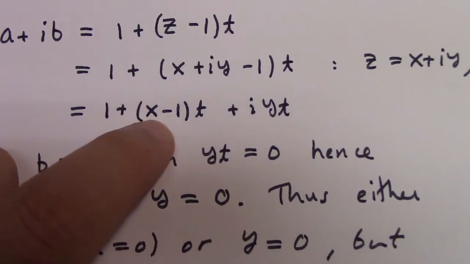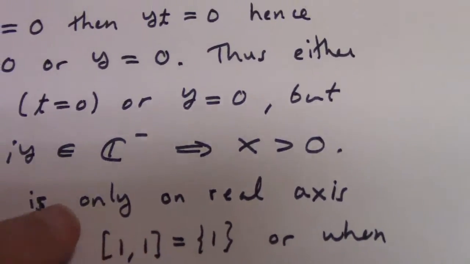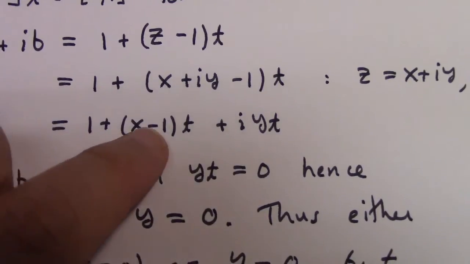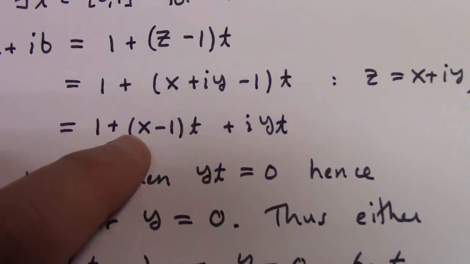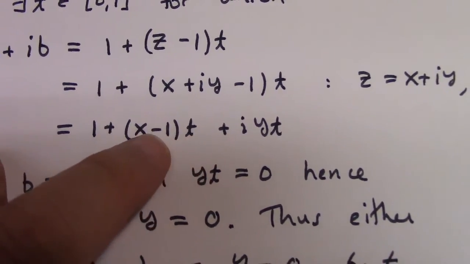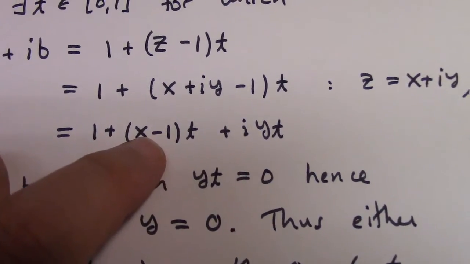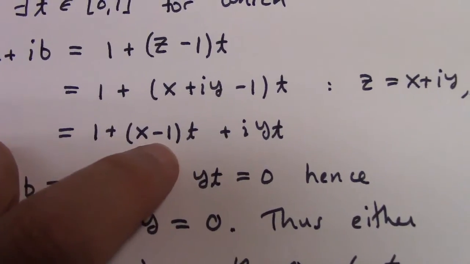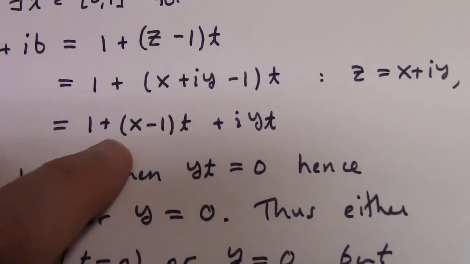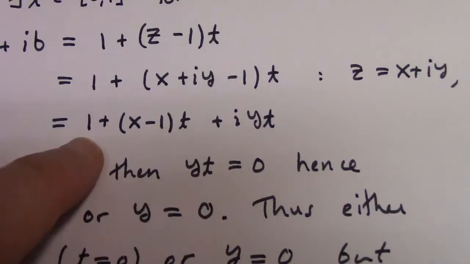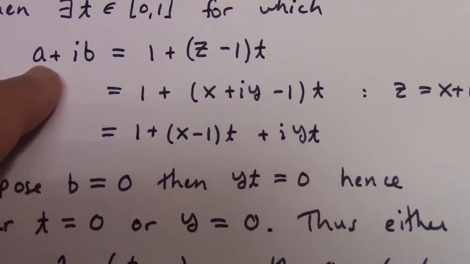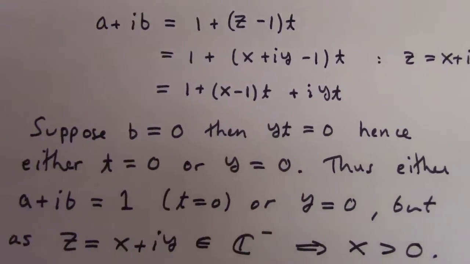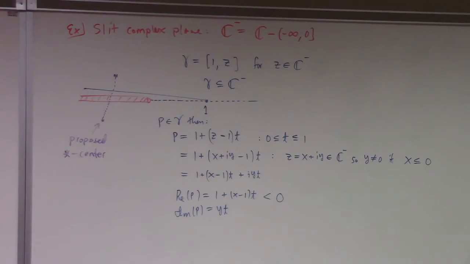Think about that. If x is greater than 0, then surely this quantity here is positive because t can't go beyond 1. So this quantity can be at most, well anyway, just look at this here and think through it. You can see that that has to be positive, which then goes to show a plus ib is on the positive real axis. We didn't need the topology or anything, we're done.